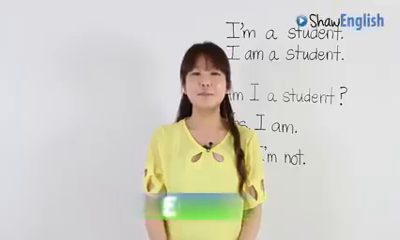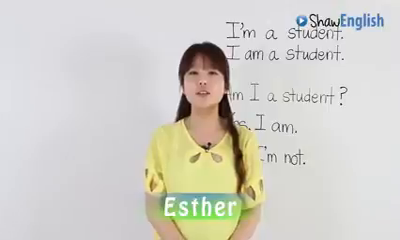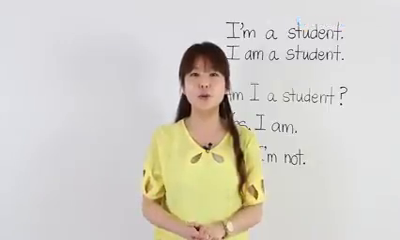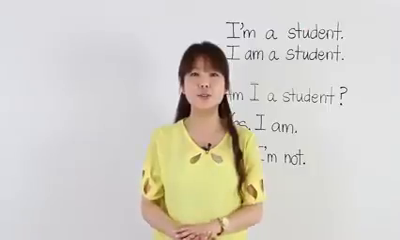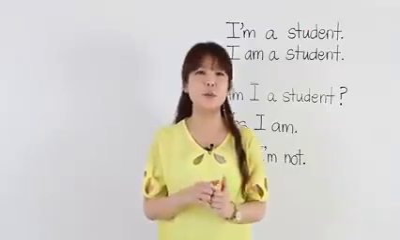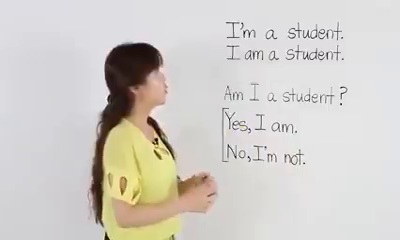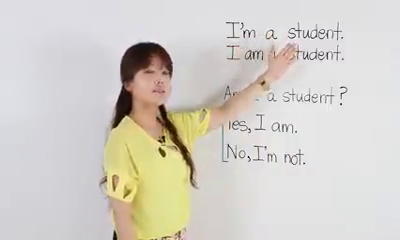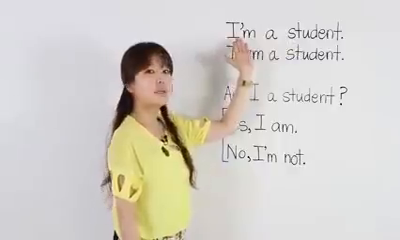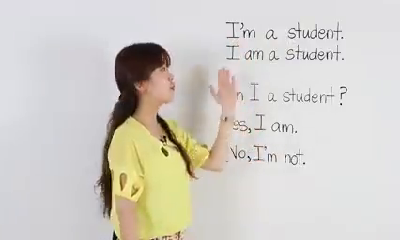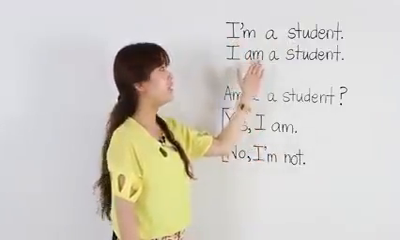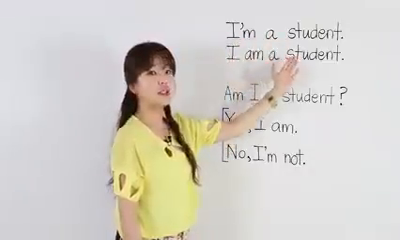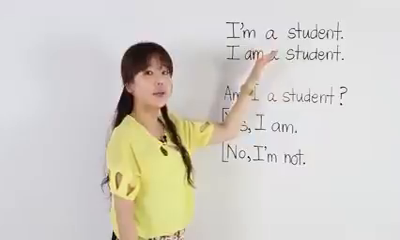Hi everybody. In this video, I'm going to talk about how to make questions using subjective pronouns and be verbs. Let's take a look at the board. This example sentence says, I'm a student. Remember, I'm is just a contraction for I am. So I'm a student, I am a student. They mean the same thing.